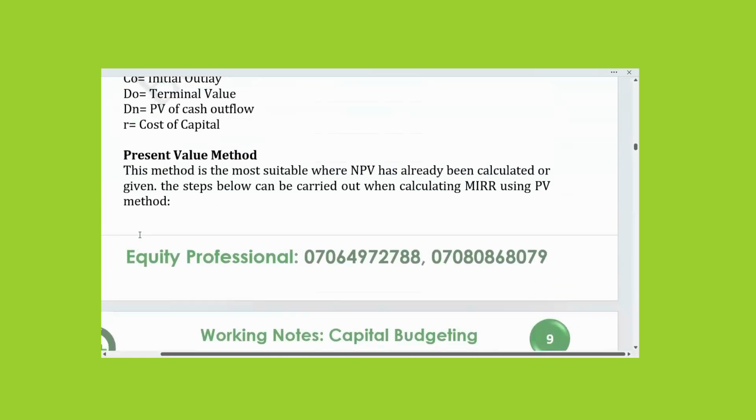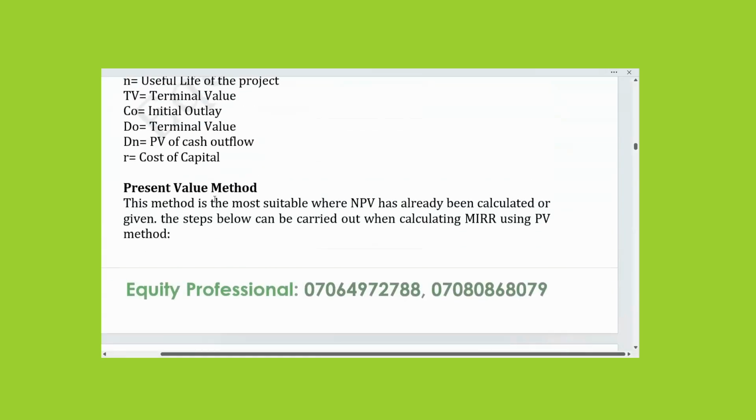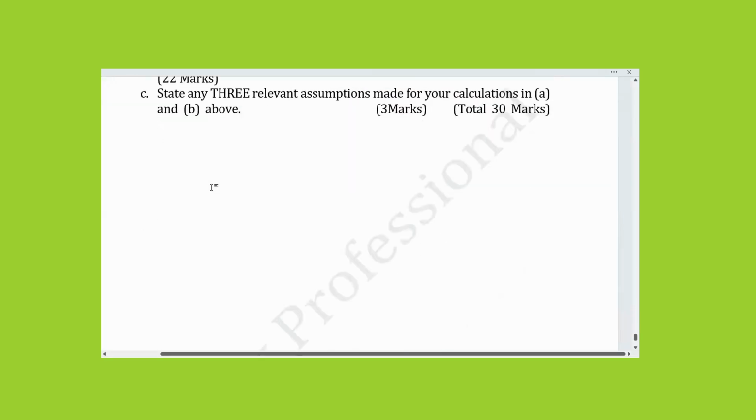See, I've told you all of this. I've explained all of this before. Look at my comment here. This method is the most suitable where NPV has already been calculated or given. The steps below can be carried out when calculating modified internal rate of return. So we have done this before. So now it's for us to apply it.